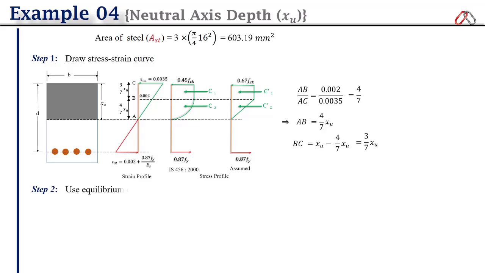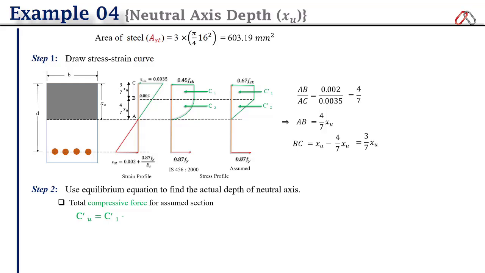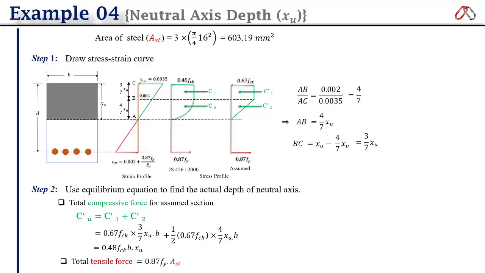Now the second step, you have to use the equilibrium equation to find out the actual depth of neutral axis. Hence, first we have to find out the total compressive force. It will be 0.67 FCK into 3 by 7 XU and depth B. Then the area of the triangular compressive stress block, that is 1 by 2 into 0.67 FCK into 4 by 7 XU into depth B. And the final value will be 0.48 FCK B XU. On the other hand, the tensile force will remain the same, that is 0.87 FY AST.